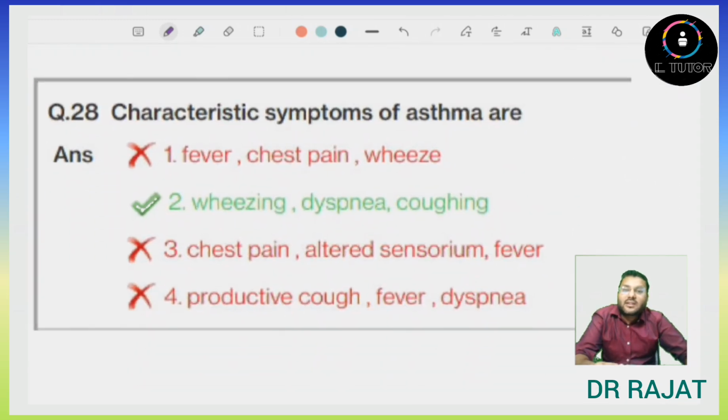Next question is characteristic symptoms of asthma is. So they are asking about asthma. Characteristic symptoms are wheeze, dyspnea, and coughing. So option number 2 is the correct answer. So I have taken these questions from the paper itself, so the answers are marked already.